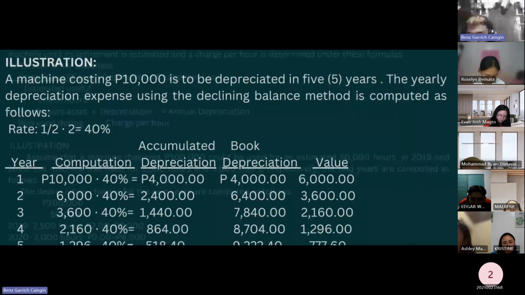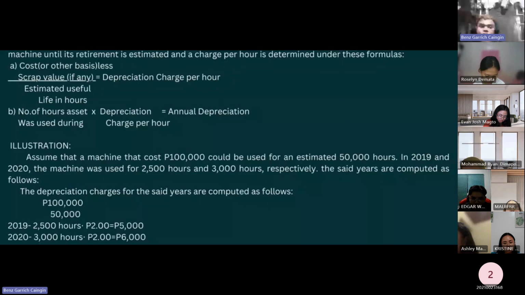Next, we have the working hours method. In computing depreciation under this method, the total working hours of the machine until its retirement is estimated, and the charge per hour is determined under these formulas. So we have here the cost or other basis, less scrap value, if there is any, over its estimated useful life in hours, equals depreciation charge per hour. And next, we have the number of hours the asset was used during the year times the depreciation charge per hour equals annual depreciation.